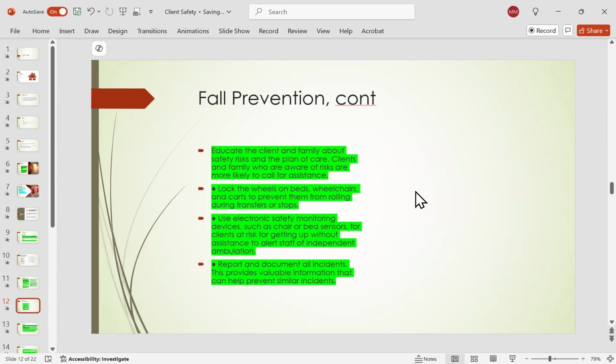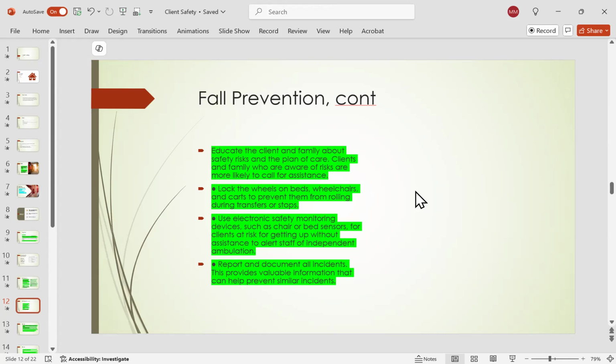Some places use safety monitoring devices, like a chair alarm or a bed alarm. It has now been argued that they are considered a restraint of sorts, so you have to go by your facility policy. If they are a fall risk and they're confused, usually they will have a low bed and a mat on the floor right next to the bed. So if they do climb out of bed, they're not going to fall onto a hard floor. They're going to fall onto a mat or another mattress.